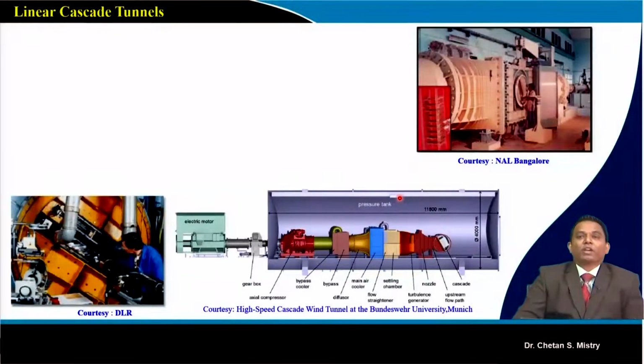Now, if you look at subsonic aerofoils, we can test them using subsonic cascade tunnels. In line with that, we have transonic. This is a trisonic tunnel available at NAL Bangalore, and these are the aerofoils they are testing there, transonic aerofoils. This is one of the linear cascade tunnels available at DLR for transonic aerofoil testing.